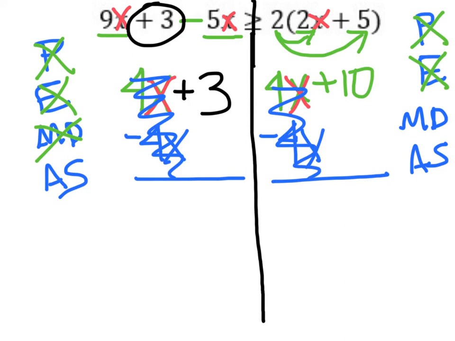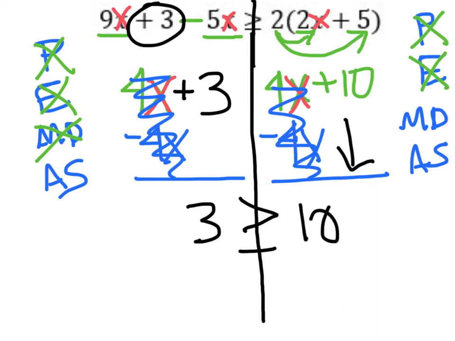And this will leave us with 3 is greater than or equal to 10. Well, we know that that's not true. 3 is not greater than 10. It is not equal to 10. So in this particular case, this inequality has no solution.